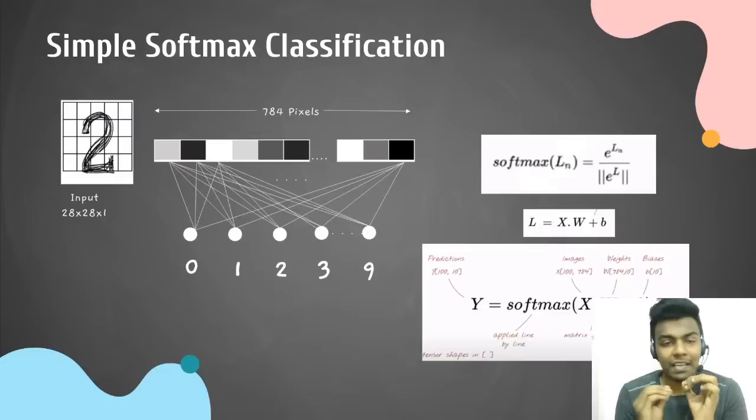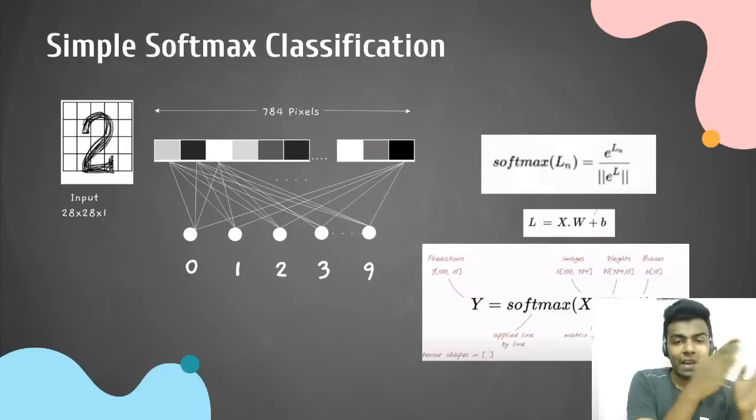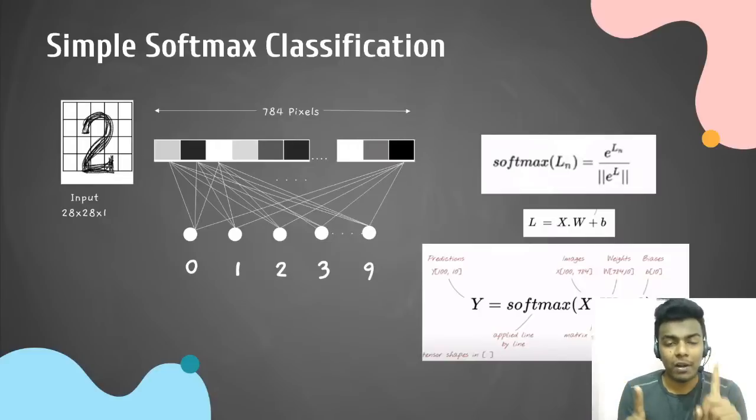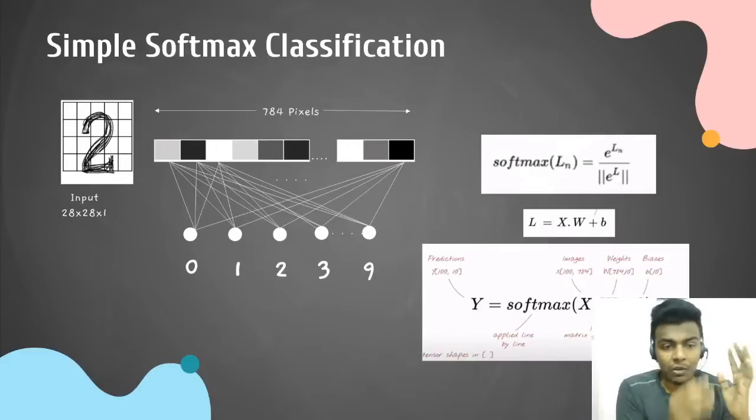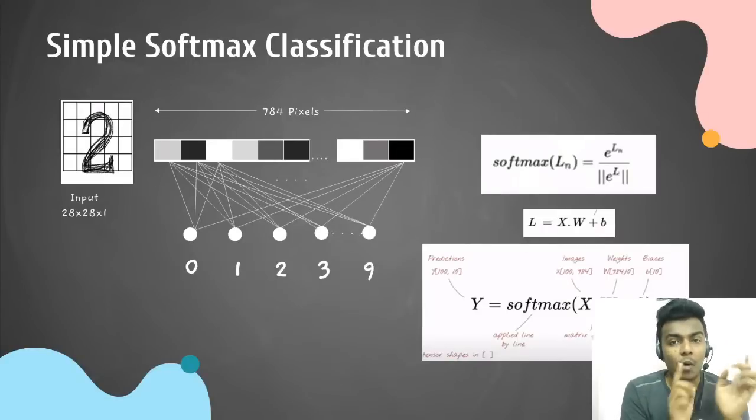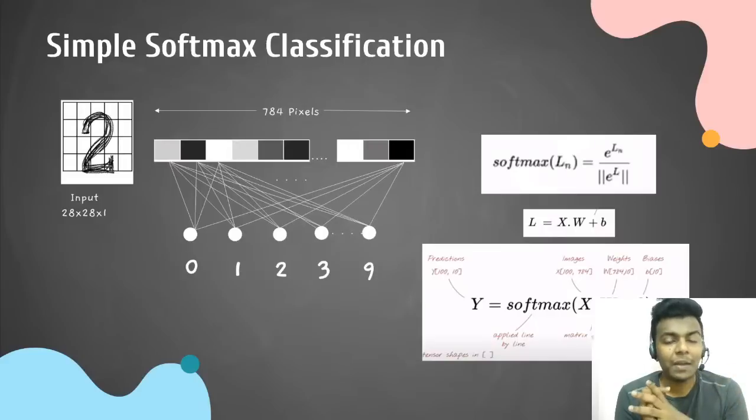So this is the flattening process. This is the input image, the number 2 digit which is given here. Flattening is done, so we got 784 columns but only one row. The image we have is a 28 by 28 image, but by using the flattening method we got one row and 784 columns. Each and every cell is nothing but a pixel value.